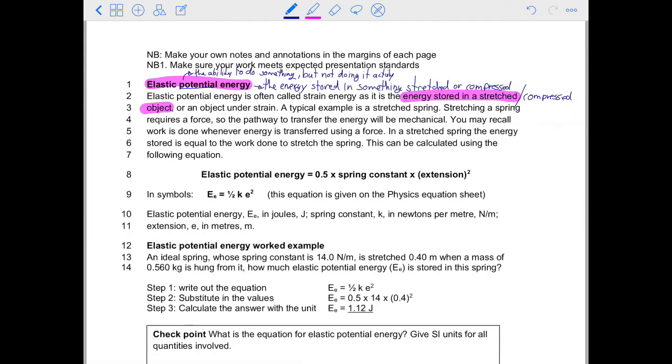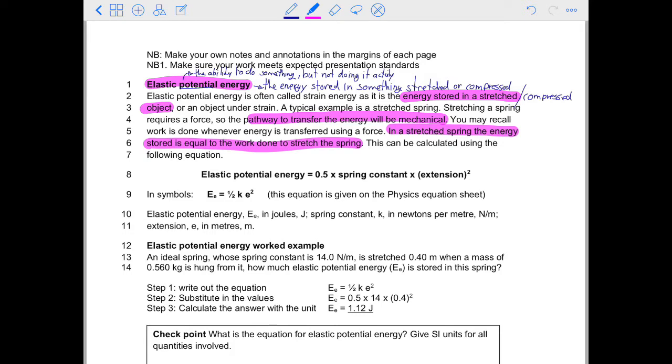All right, so the typical example is a stretched spring or a stretched elastic band. Stretching a spring requires a force. So in order to get that spring stretched, we need to exert a force. So the pathway to transfer the energy will always be mechanical, because we need to put a force through a distance. You may recall work is done whenever energy is transferred using a force. So when we move from the energy in your muscles into the stored energy in the spring, we call that work. In a stretched spring, the energy stored is equal to the work done to stretch the spring. All right, we can't make energy from nothing. The work done is the same as the energy.